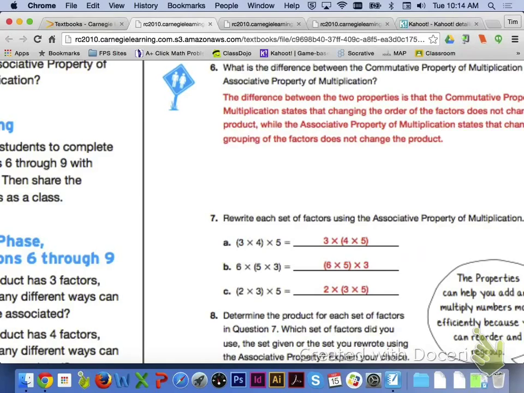If we take a look at letter A, we should now have 3 times the quantity of 4 times 5. For letter B, the quantity of 6 times 5 times 3. And for letter C, 2 times the quantity of 3 times 5.